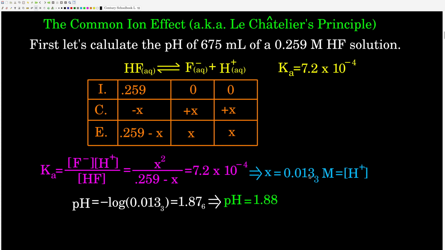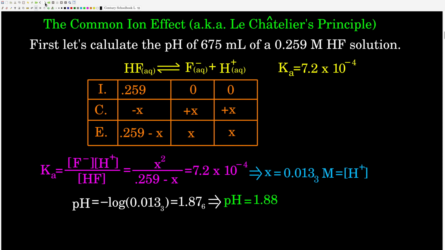Now, I solved the quadratic. We could have neglected x and we would have gotten something really close, 0.0136, and we would have rounded a little differently. But it's simple, so I just solved it. And so, because now we know x, which is the concentration of hydrogen ion at equilibrium, we can find the pH, which is negative log base 10 of the hydrogen ion concentration, and we see that the pH is 1.88.